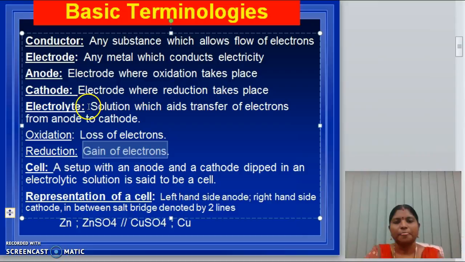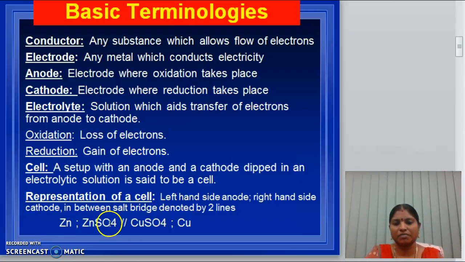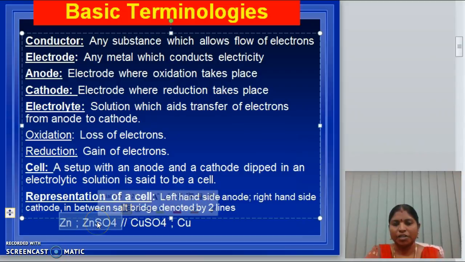An electrolytic solution is a solution which helps the transfer of electrons from anode to cathode. So a complete cell is a setup where we have an anode, a cathode, and both the electrodes dipped in an electrolytic solution. This is a complete cell. So how will you represent this cell? The cell is represented by taking the anode at the left hand side and the cathode at the right hand side. Anode is represented by taking the metal first and then the electrolytic solution, and in the cathode the electrolytic solution is represented first and then followed by the metal. Both the half cells are separated by a salt bridge. It is denoted by two lines.